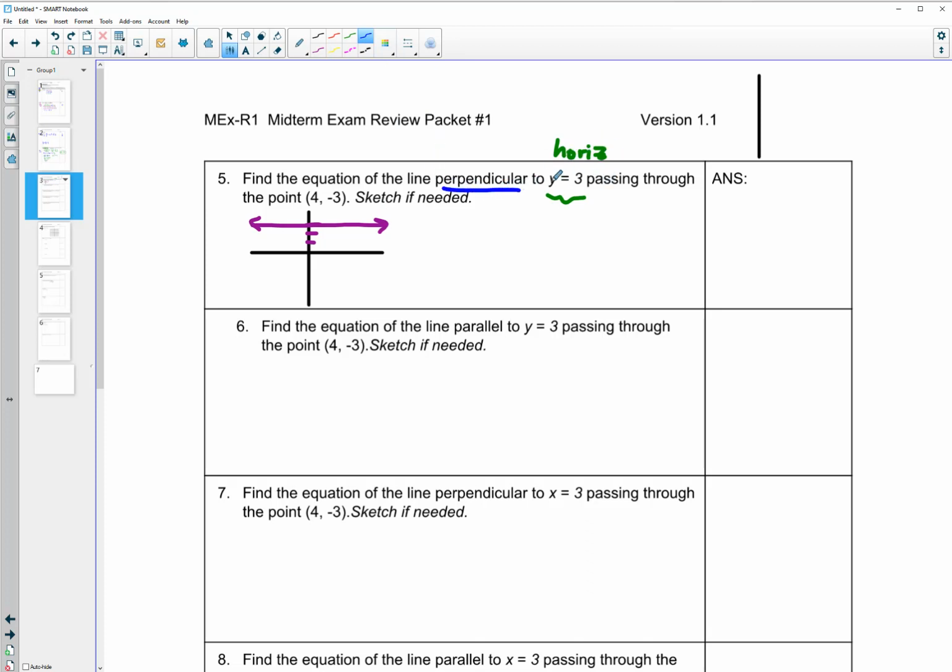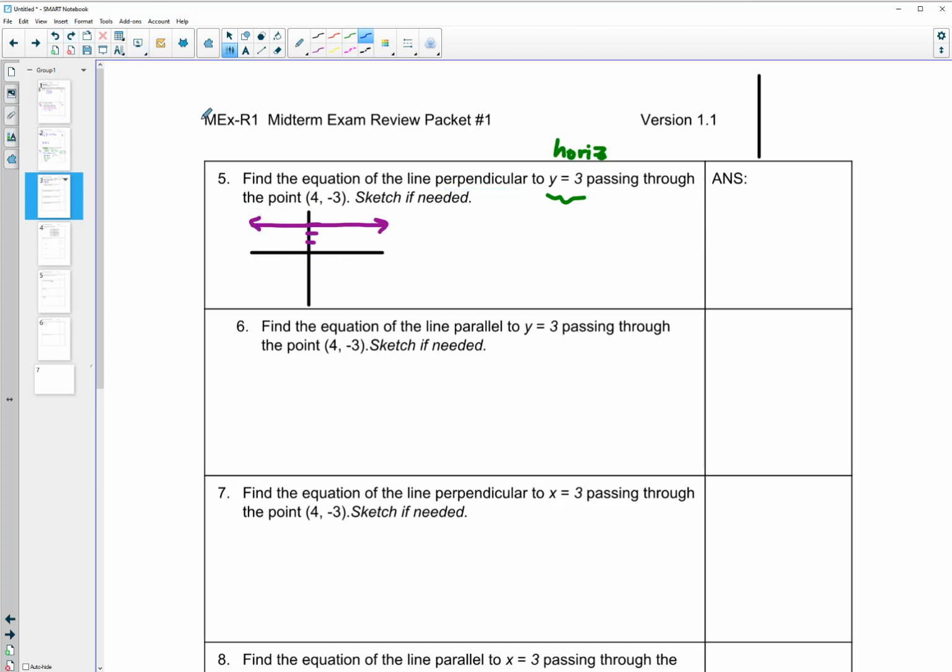Well, every horizontal line, if you ask me for a line perpendicular to a horizontal line, it must be a vertical line. So it could be here, it could be here, it could be here, it could even be the y-axis. Any of these lines are perpendicular, a right angle, the opposite direction from the purple line.